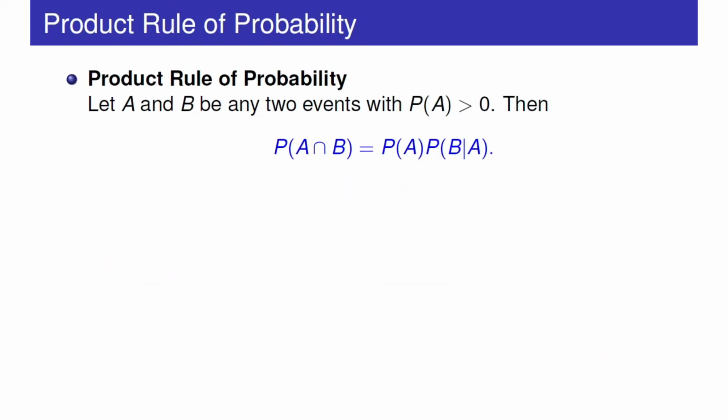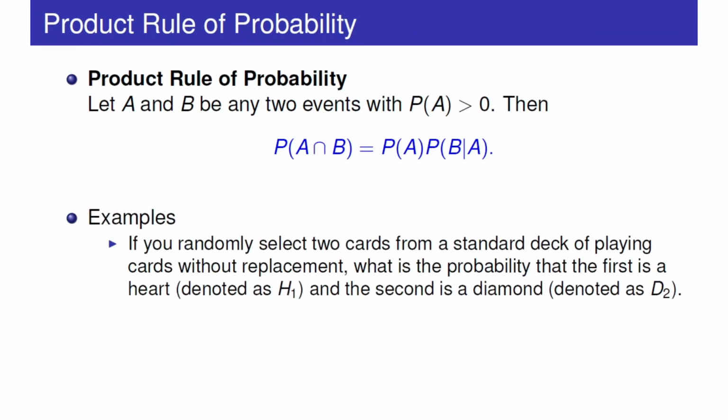Another rule is the so-called product rule. Let A and B be any two events with probability of A greater than 0, then the probability of the intersection equals the probability of A times the conditional probability of B given that A has occurred. For instance, here's an example. If you randomly select two cards from a standard deck of playing cards without replacement, what is the probability that the first is a heart, denoted as H1, and the second is a diamond, denoted as D2?